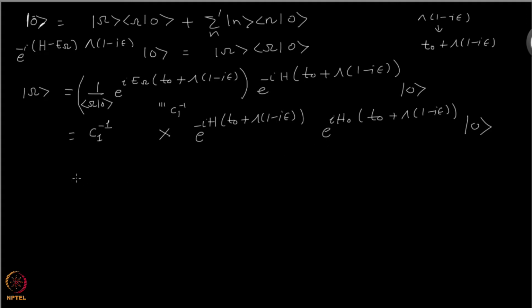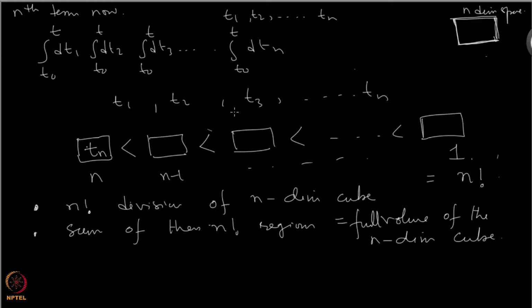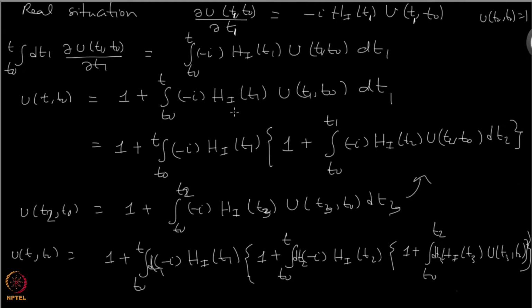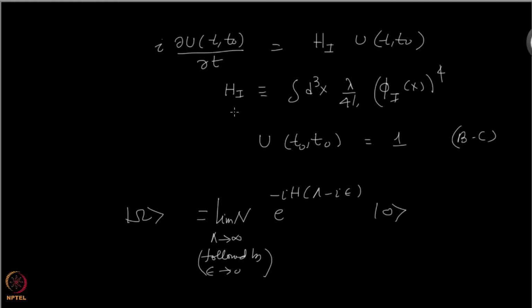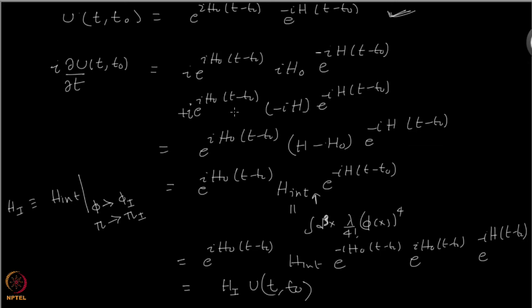Okay, and if I do this, I can write it as C1 inverse, and let's see what these two operators form. This is forming the following. This is U inverse T naught epsilon. Okay, let's check. So you have I h naught times something here and minus I h. Let's recall what U was. U is e to the I h naught T minus T naught times e to the minus I h T minus T naught.